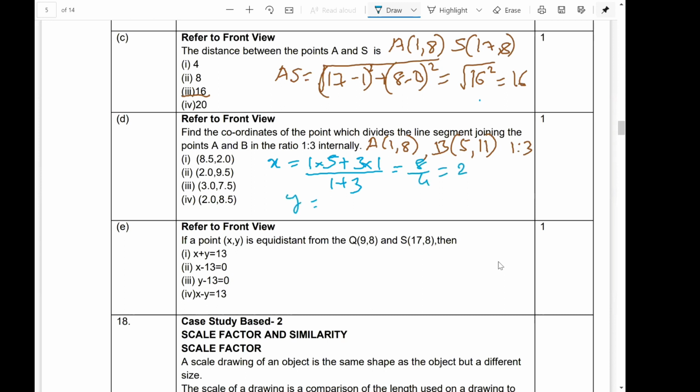And y coordinate is m1 y2 plus m2 y1 upon m1 plus m2. So 1 into 11 plus 3 into 8 upon 1 plus 3. This is 35 by 4, that is 8.5. So option 4 is the right answer, (2, 8.5) for this question.